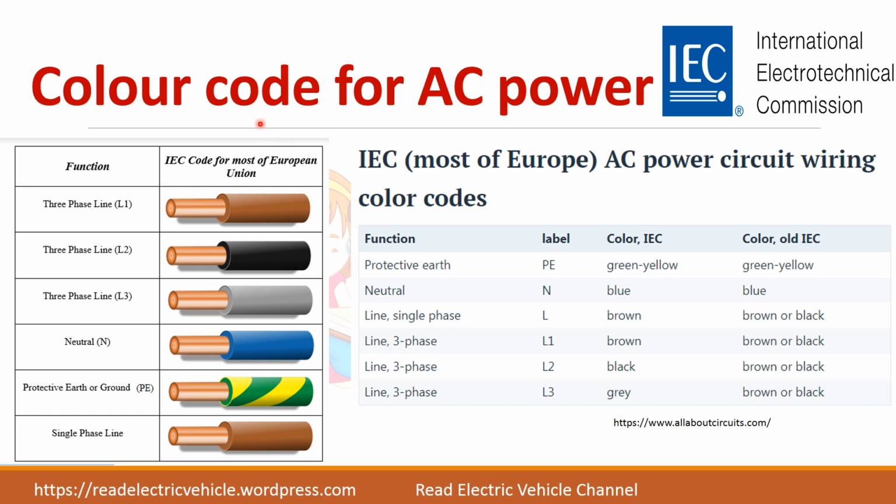The color code for AC power according to IEC is that for ground it will mostly be green-yellow only, or in some countries they follow green color, and neutral is blue color. For single phase, brown color is used. For three-phase, brown, black and grey are used.